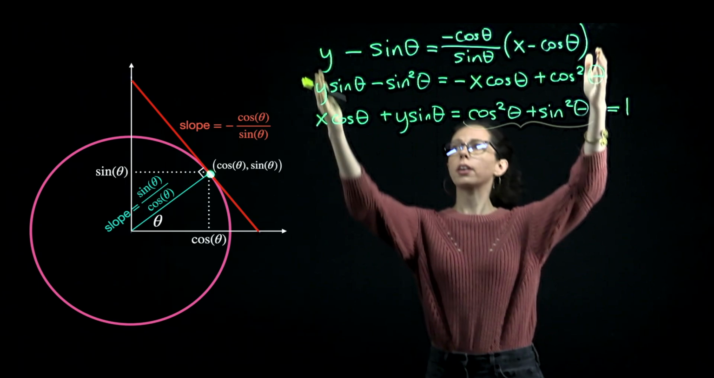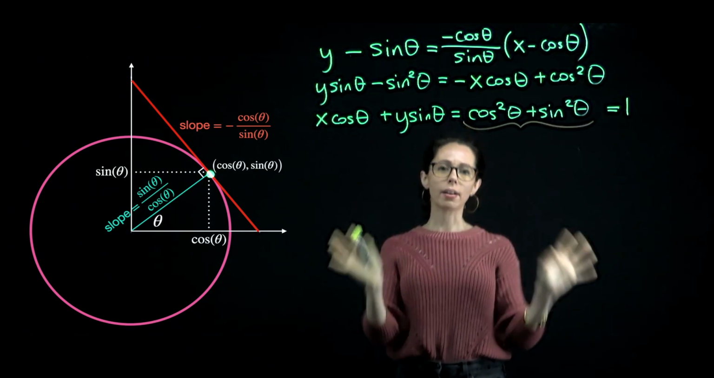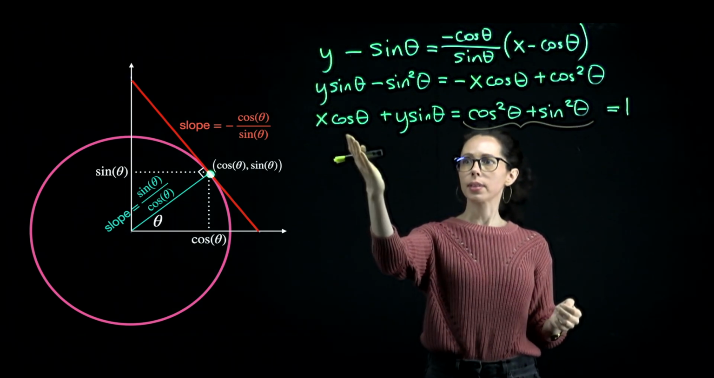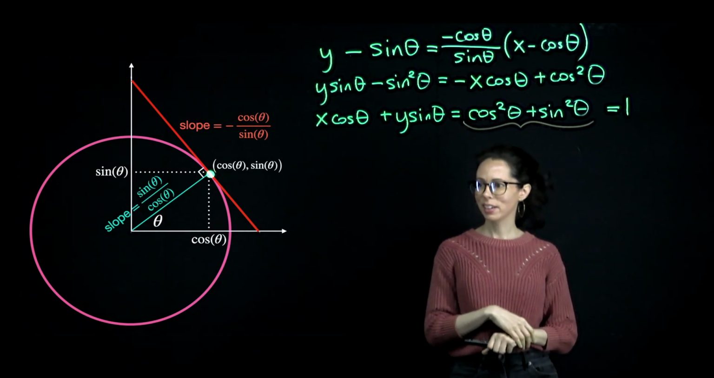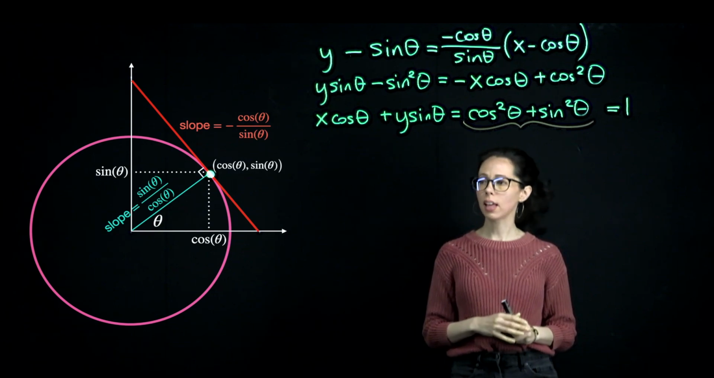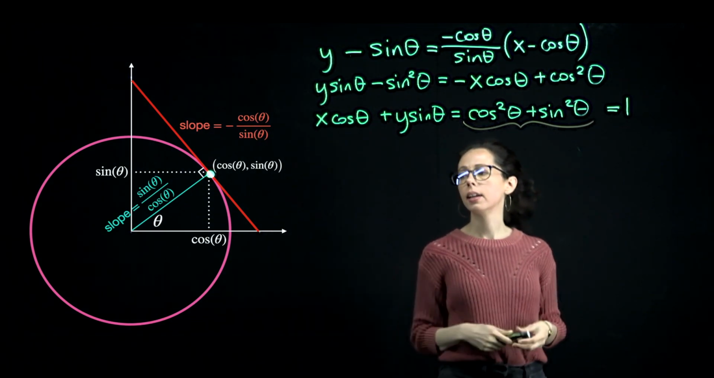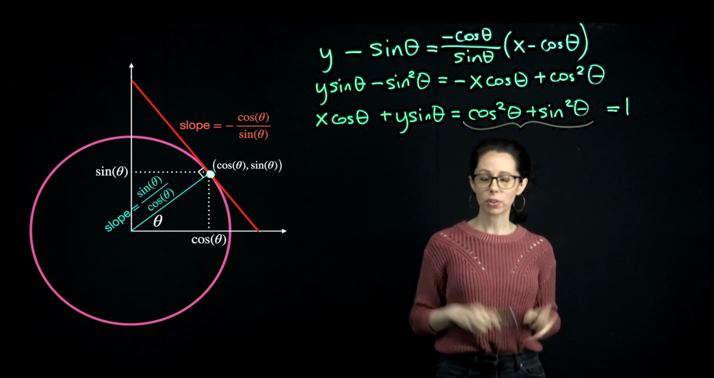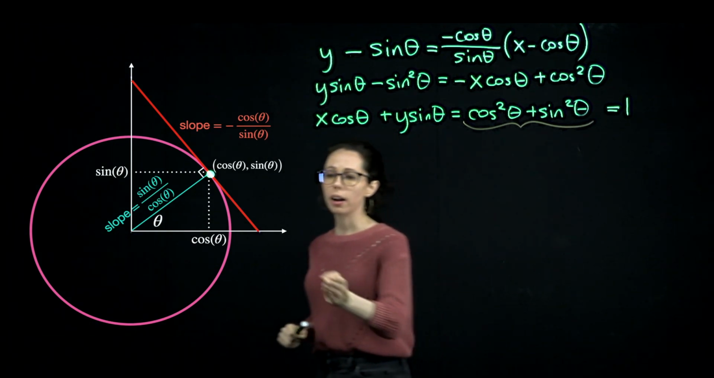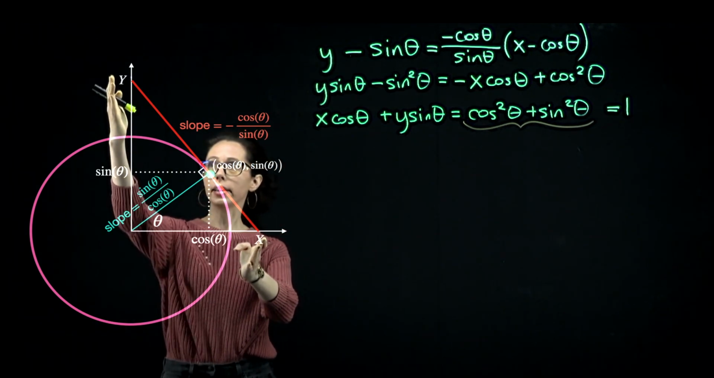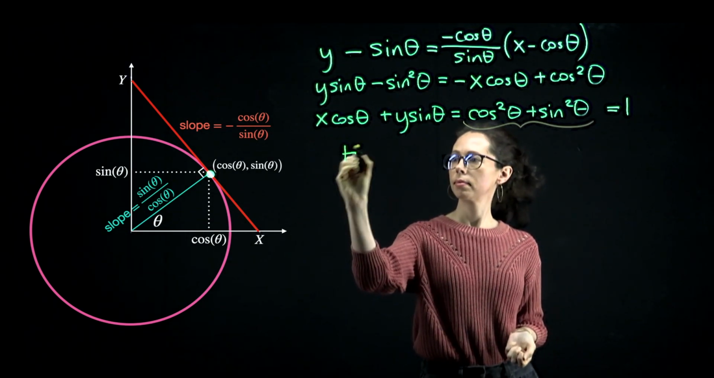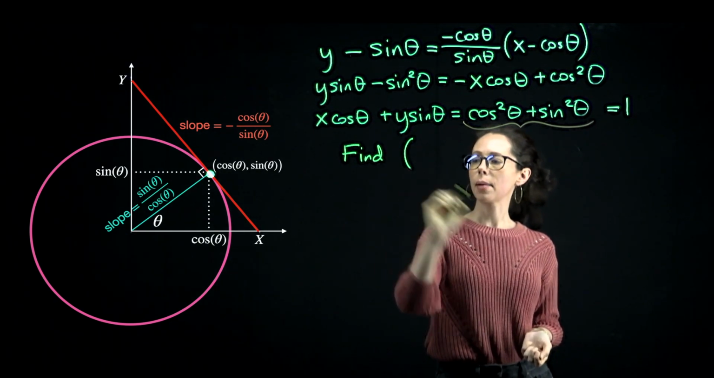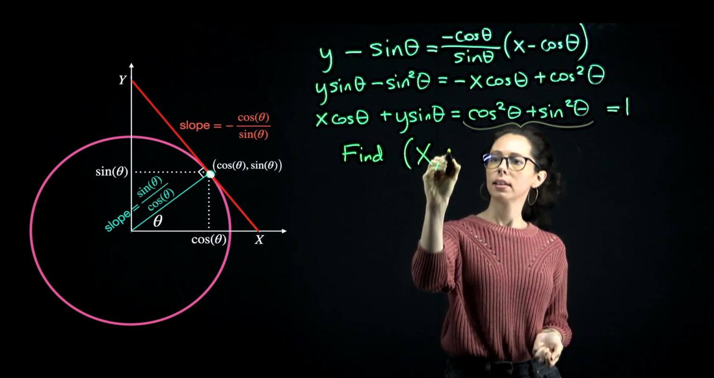Okay, this was the starting form for our line, and now I've rearranged it to x cosine theta plus y sine theta equals 1. All right, every xy coordinate on this line has to satisfy this statement. In particular, the two points I'm interested in are the x-intercept and the y-intercept. So let's find the x-intercept first. I'm going to call this capital X 0.